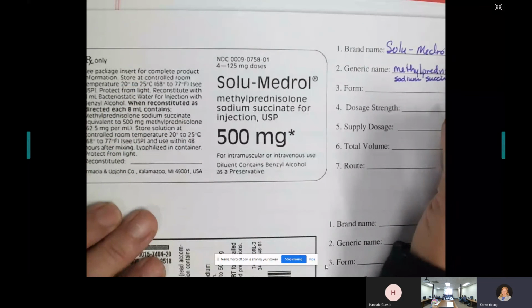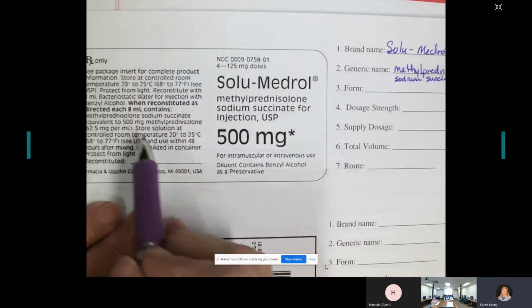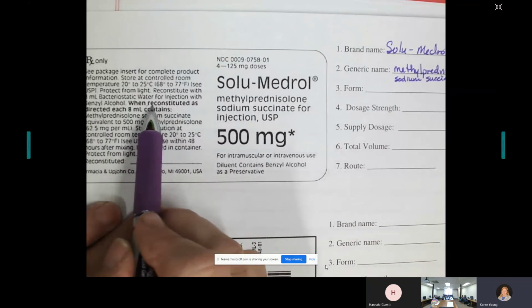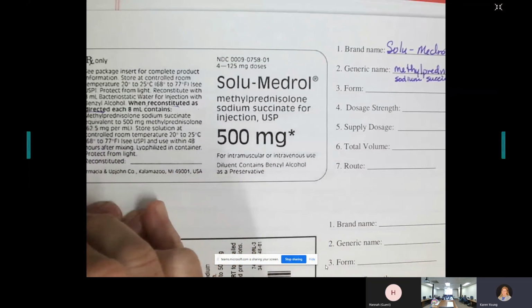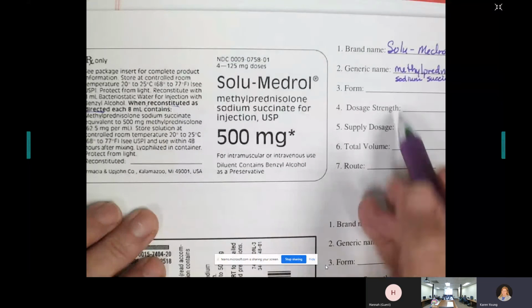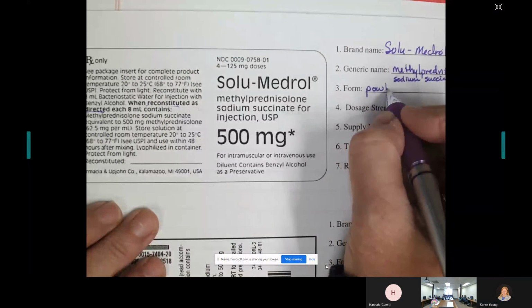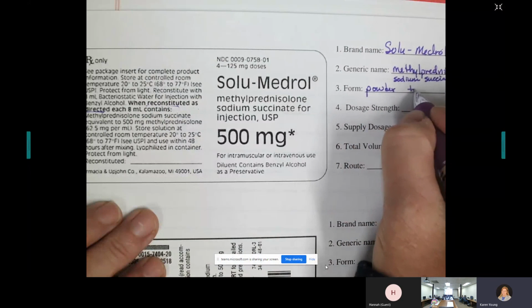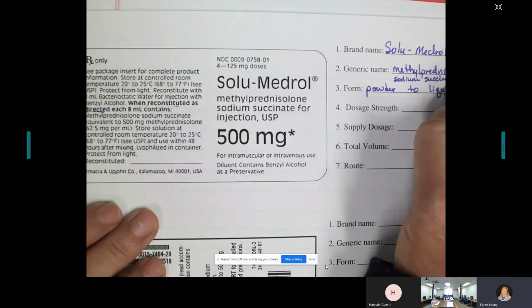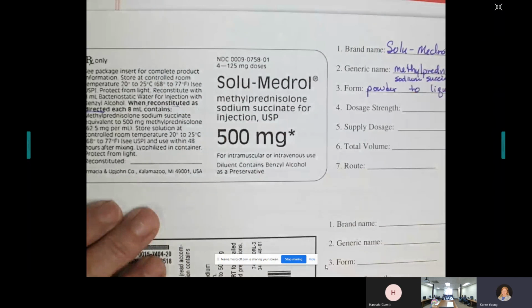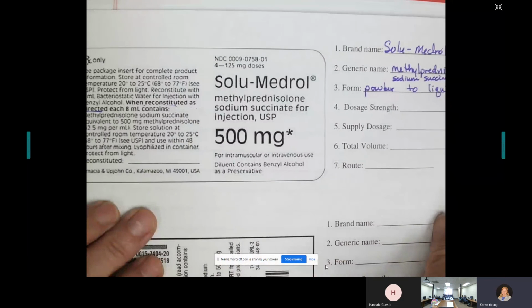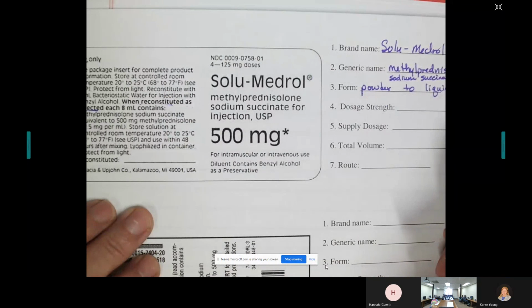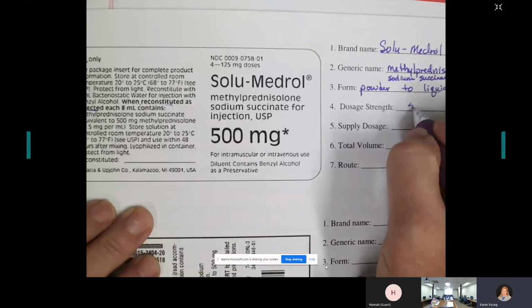And it says the form. Now, if we read over here, when reconstituted as directed, that means this is actually a powder. We can put powder or liquid, because after we reconstitute it, it's going to be liquid. So either one of those. Now, what's my dosage strength? 500 milligrams.